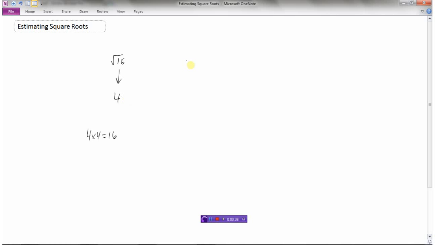And I know that the square root of 25 is exactly 5, because 5 times 5 is 25. So those are perfect squares. We know exactly what those numbers are. And the next one here would, of course, be the square root of 36, which is exactly 6. 36 is a perfect square, because when I square root it, I get the number 6. But what if I said, well, what is the square root of 18?